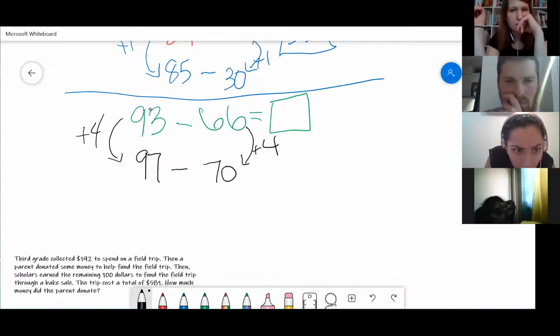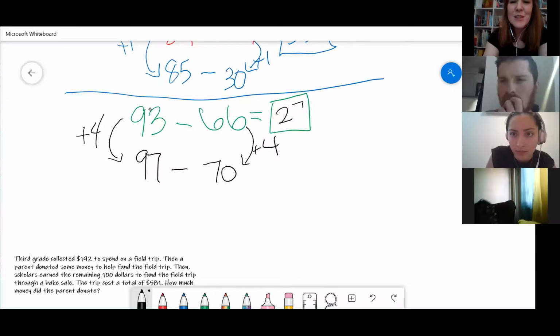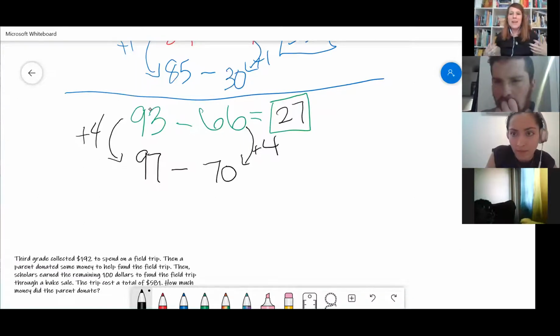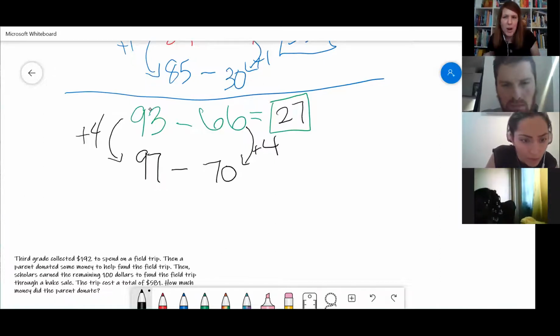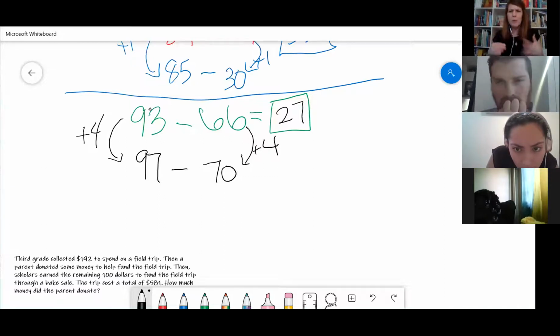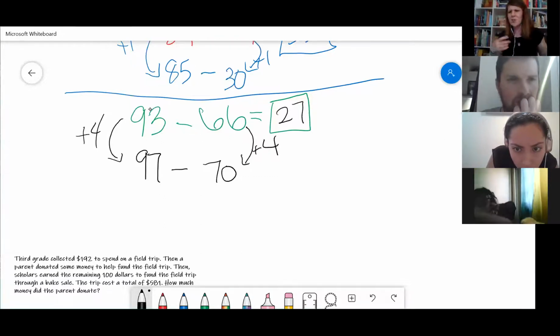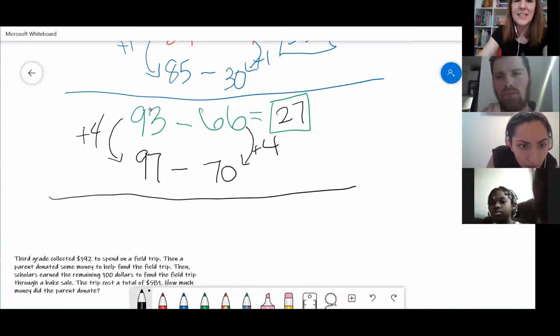Go ahead, Eva. The answer is 27. Yes, good. So scholars, you can see when we make one of our numbers in our subtraction equation friendly, it's so much easier to subtract and we're not worrying about borrowing and carrying and all of those, me trying to figure out how many tens are in this number and all of that. And so in this case, look at how easy this is for us.